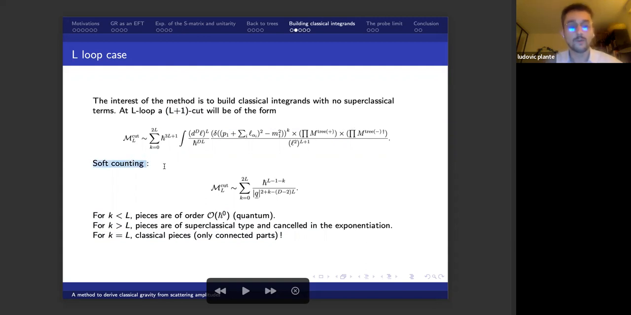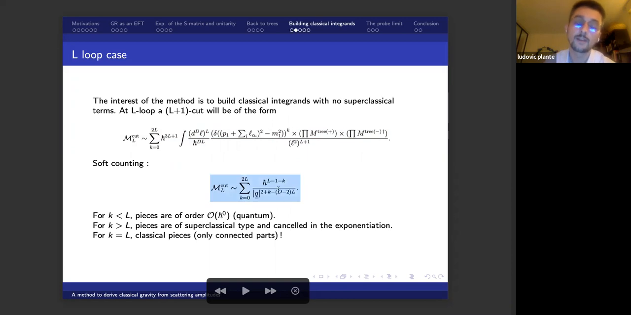So now what about the soft counting of this integrand? I know that M plus and M minus are of order Q power 0. I know that each delta function is of order 1 over Q. The loop momentum is of order Q. Same for the graviton propagator. So at the end, I get this soft counting, which goes from K equals 0 to 2L, depending on the number of delta functions.